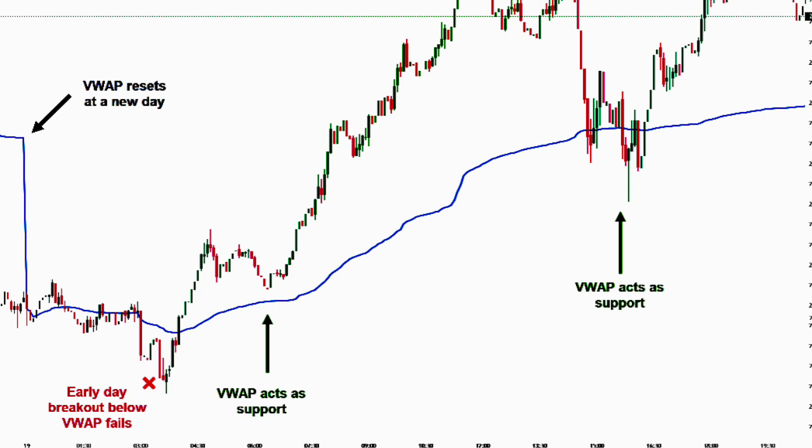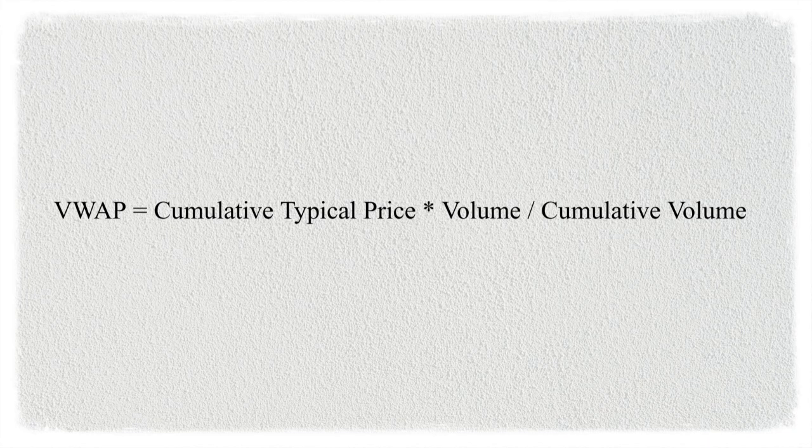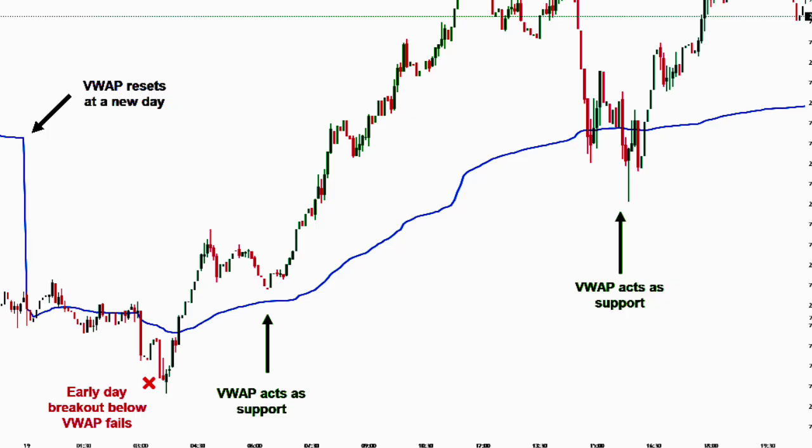How is it calculated? Don't worry, you don't need to do the math. Your charting software does it instantly. But understanding the formula helps you understand the why. VWAP equals cumulative typical price times volume divided by cumulative volume. The typical price is just the average of the high, low, and close of each bar. So for every 5-minute candle, the VWAP calculates the typical price, multiplies it by the volume for that period, and adds it to a running total.